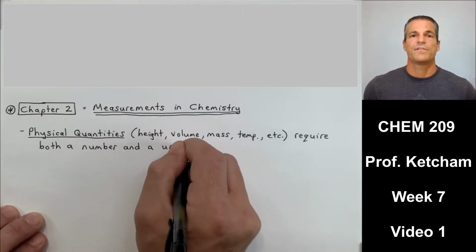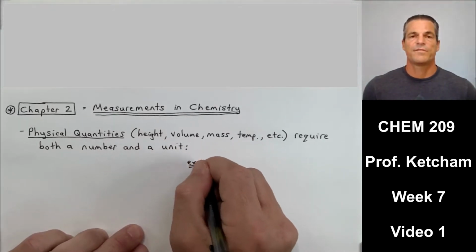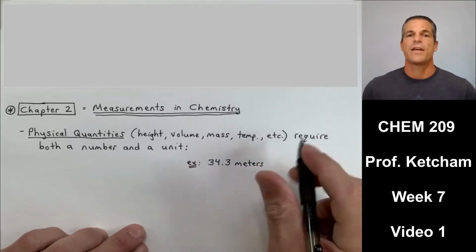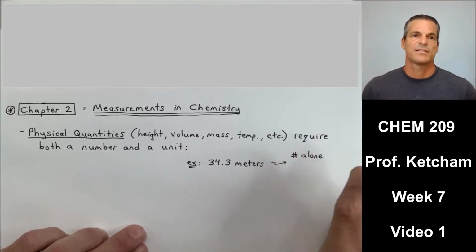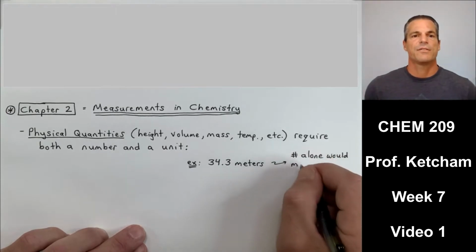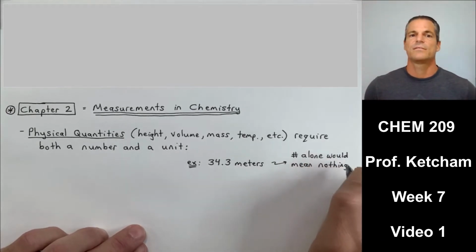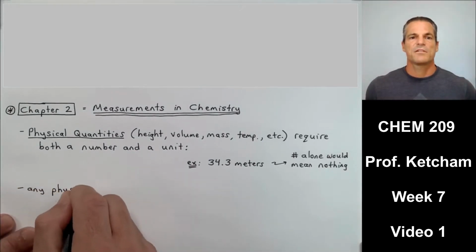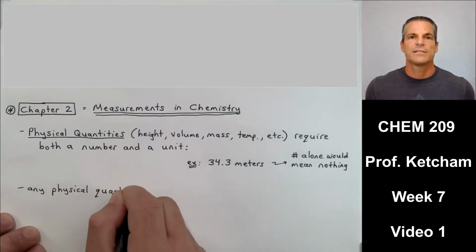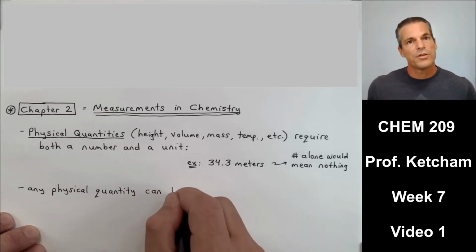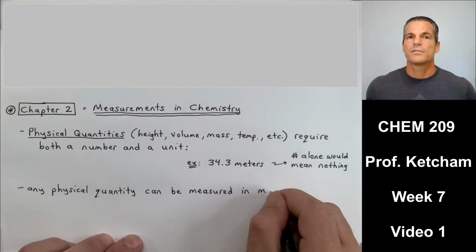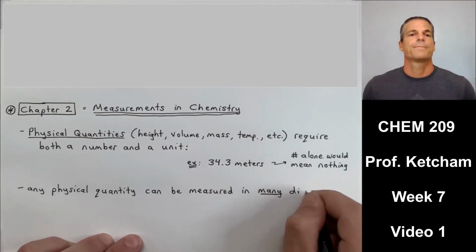For example, 15 grams, 34.3 meters. You have to have a unit for it to make sense. So whatever it is you're talking about, height, volume, mass, temperature, you can't just have the number there. In the example, you can't just have 34.3. It's meaningless. You have to have a unit behind it. In this example, 34.3 meters. A number alone would mean nothing.